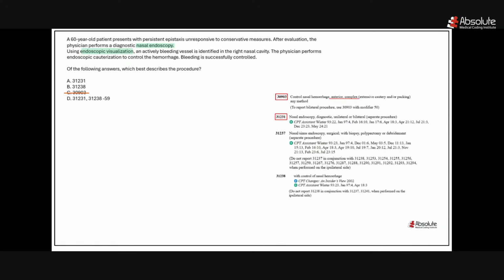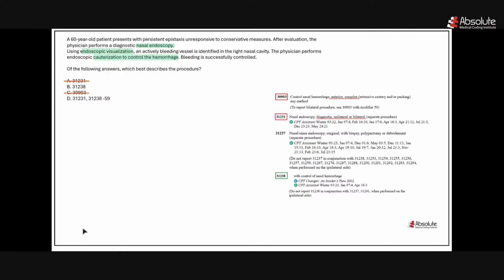We have to read the entire scenario, whether it's a surgical note or not. We have to read that operative report and find out whether other procedures were performed or whether the planned procedure was performed. So here we see that yes, there was a surgical intervention performed, and from the guidelines, you know that the diagnostic endoscopy procedures are included in the surgical endoscopy procedure. This is not going to be a separate procedure. So option A, 31231, is incorrect.